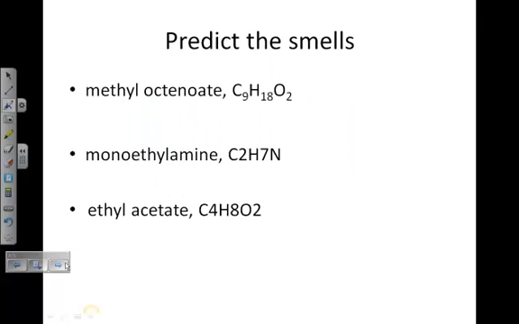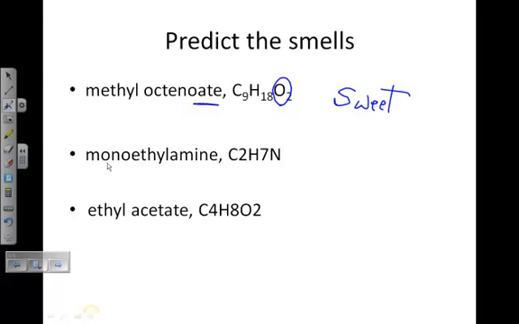Let's use these to help us predict the smells. So what do we know already? Methyl octanoate. So the fact that there is this ATE ending, we can go back to the previous page and see, along with the 2 oxygen atoms, that this is probably going to be what smell. If you guessed sweet, you're right.